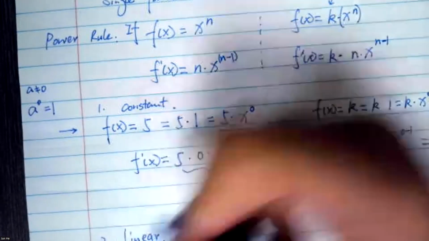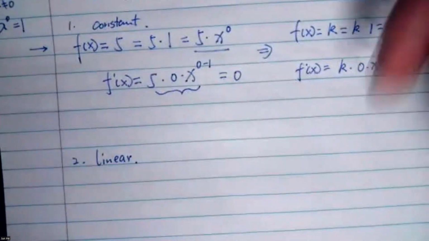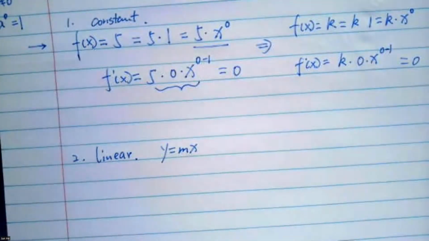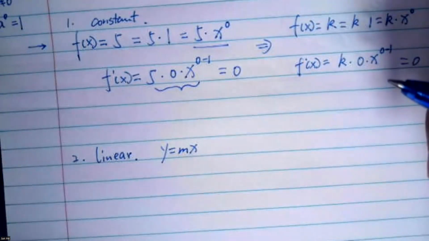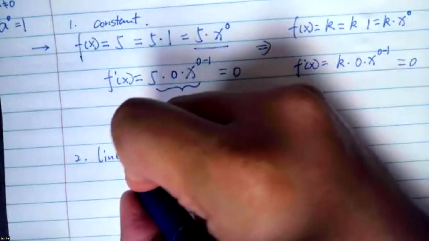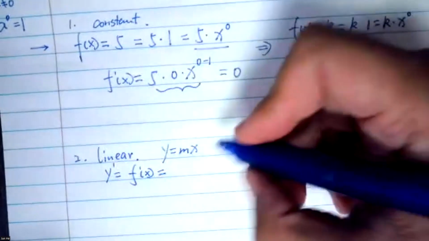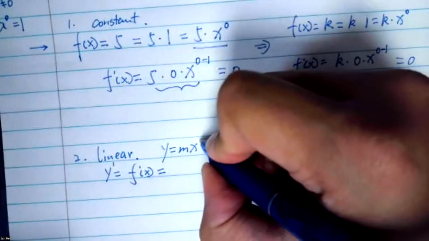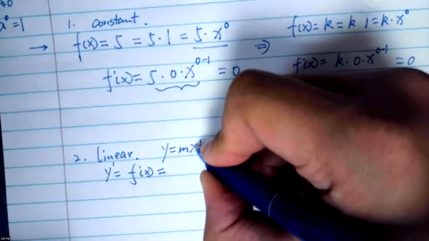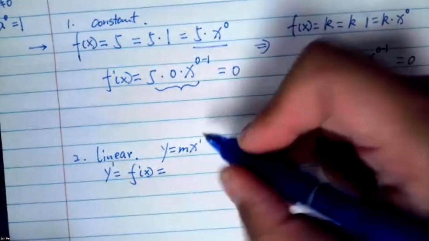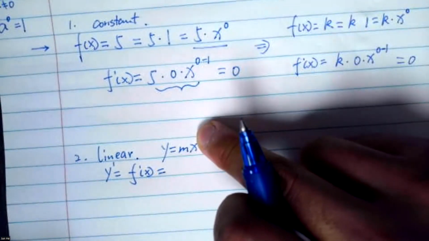Linear. Let's start with a very simple case. Say y equals mx. What is the derivative of this? f prime x, which is y prime, equals, now it is m multiplied by x to the power of 1, right? And that's why we can omit this 1 by writing this as m by x.